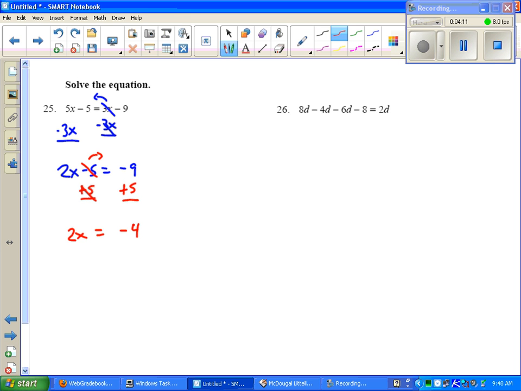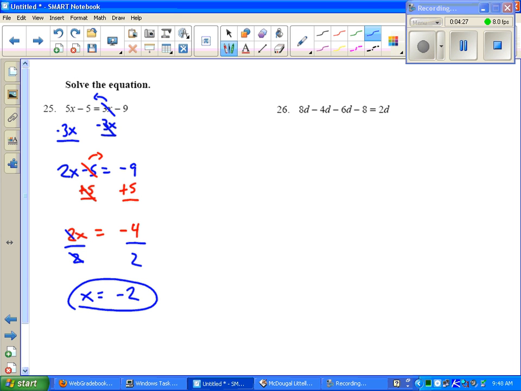You have one more step. 2 times x. Get rid of that by dividing by 2. If you divide the left by 2, do the same thing to the right. This will cancel and give you just x. Negative 4 divided by 2 is negative 2. So x's value equals negative 2.